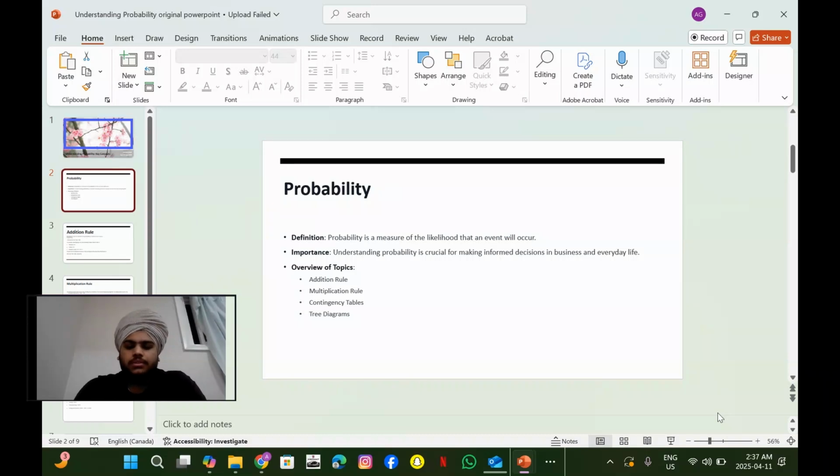Probability is a measure of how likely an event is to occur. It ranges from 0 to 1, where 0 means the event will not happen and 1 means it will definitely happen. Understanding probability is essential in our daily lives, from making decisions to assessing risks.